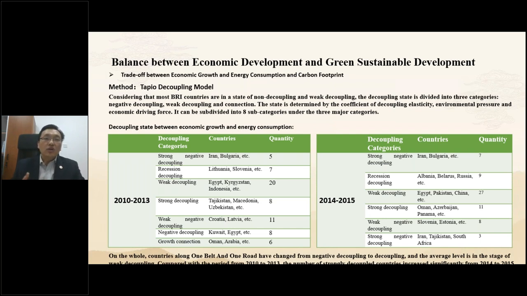On the whole, countries along the BRI have changed from negative decoupling to decoupling. And the average level of this stage is weak decoupling. Compared with the period from 2010 to 2013, the number of strongly decoupled countries increased significantly from 2014 and 2015, mainly Eastern European countries and Central Asian countries.